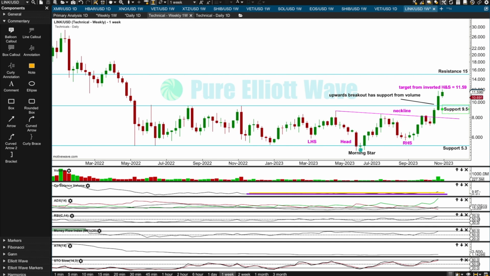I've identified an inverted head and shoulders. Here's the head, left-hand shoulder, right-hand shoulder, left-hand armpit, right-hand armpit. Draw your neckline really carefully from the armpits and extend it on out. The point at which that trend line is closed above is a break. It should have push from volume. It does on the weekly chart, and then calculate your target.